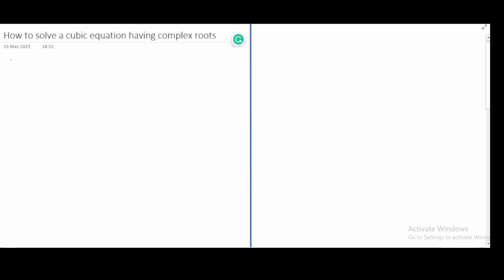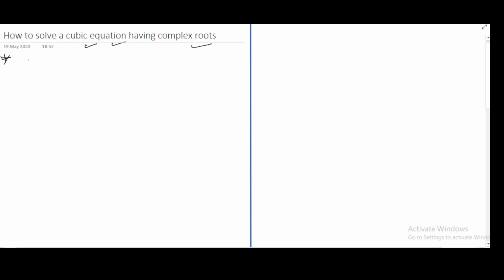Today we will study the cubic equations, the equations which are having complex roots, okay? And in order to find out the complex roots, we must need a cubic equation by which we can judge whether the equation will have complex roots or not, okay? So in order to find the complex root, what equation do we have?